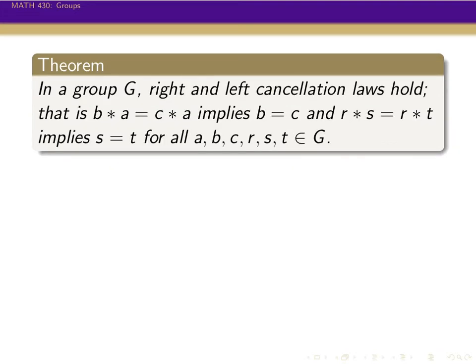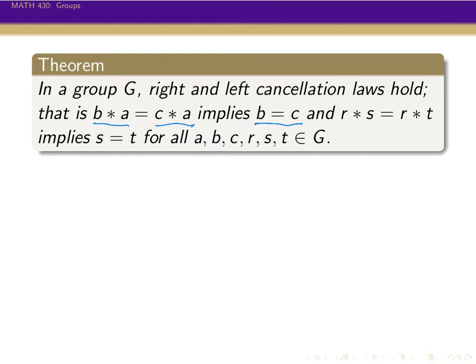Secondly, in every group, we have both right cancellation and left cancellation. So right cancellation and left cancellation laws hold. What does that mean? By right cancellation, we mean that if we have B star A is equal to C star A, then we can cancel off the A's and we can be sure that B is equal to C. Left cancellation is similar, except everything happens on the left. So if I have R star S is equal to R star T, then S has to equal T. We can cancel off the R's on the left there.